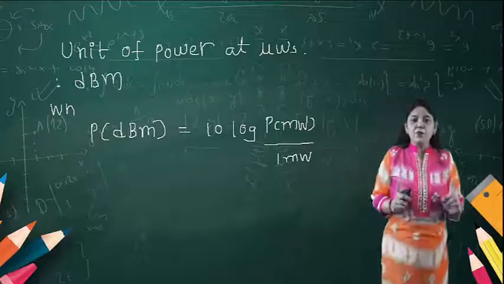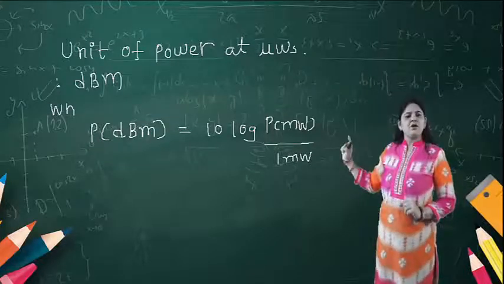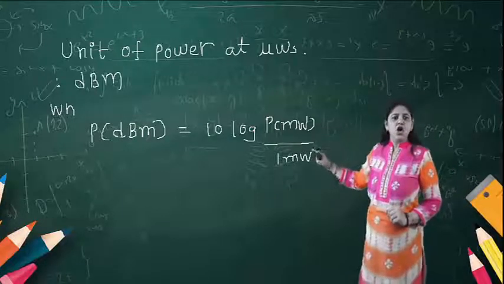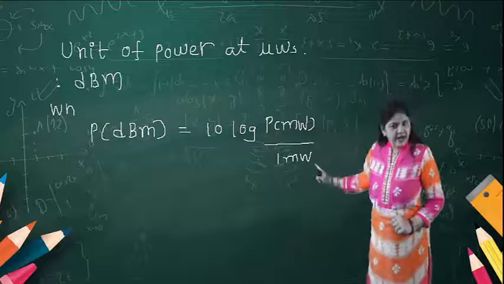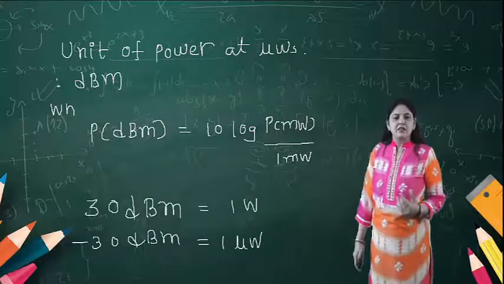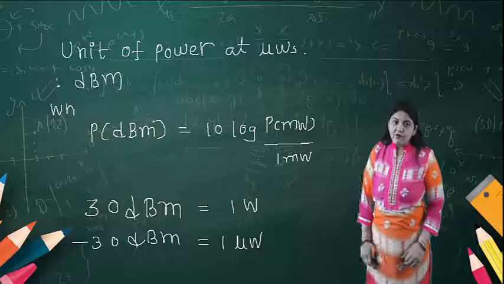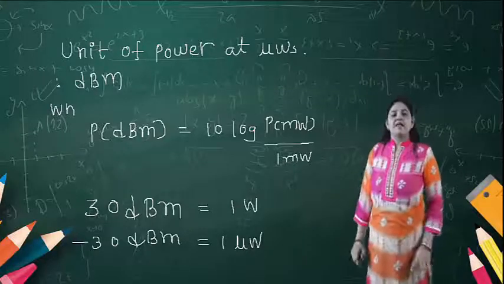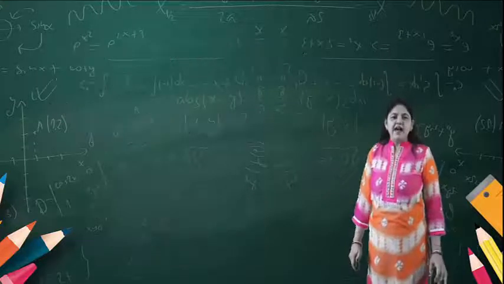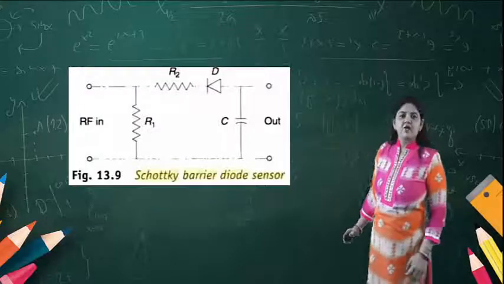The unit of power at microwaves is dBm. When you want to calculate the power in dBm, it is 10 log of the power in milliwatts, with 1 milliwatt taken as the reference. So 30 dBm means 1 watt, and minus 30 dBm is 1 microwatt. This way the diode can be used. Here you can see the Schottky barrier diode sensor.